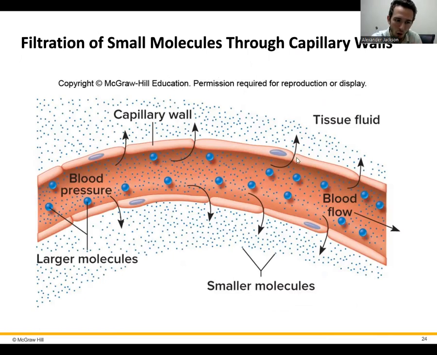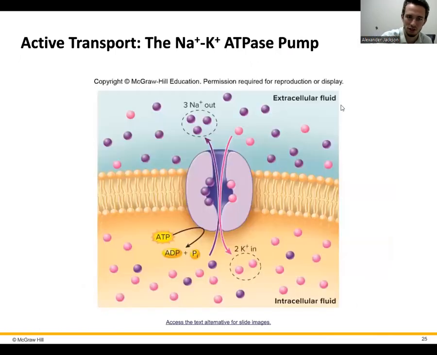There are tiny little holes. They're called fenestra, which means window. And that just allows things to pass into and out of the cell easier. So it kind of squeaks fluid through here and there. That's not as important. So now let's talk about active transport.